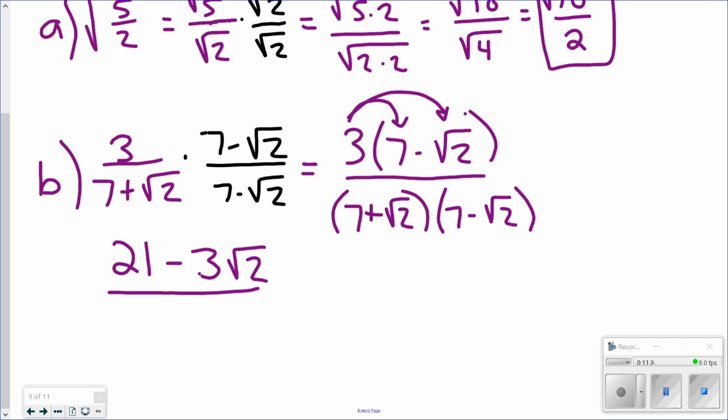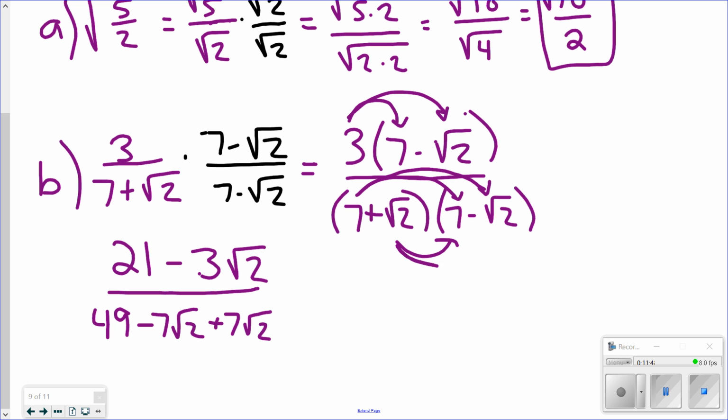So this is going to be a little bit more complicated. So I have 7 times 7, that is 49. I have 7 times the square root of 2, and there is a negative there, so that is minus 7 square root of 2. Square root of 2 times 7, that one's positive, so plus 7 square root of 2. And then radical 2 times negative radical 2, that is going to give me negative the square root of 4.